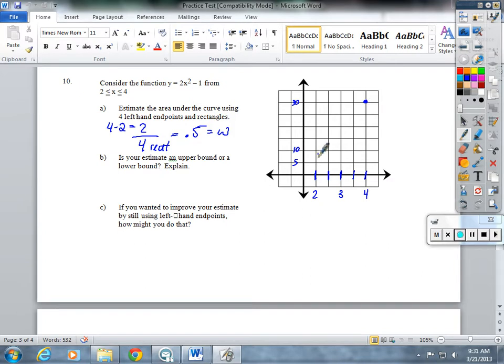All right, we said 2 was 9. 3 squared is 9 times 2 is 18 minus 1 is 17. So it's right about in the middle here. All right, so it kind of looks like a parabola there. We're talking about left rectangles, and drawing our rectangles means the left side of the rectangle is going to be touching the line. Doesn't matter above or below. Shade the area that we're going to be finding.